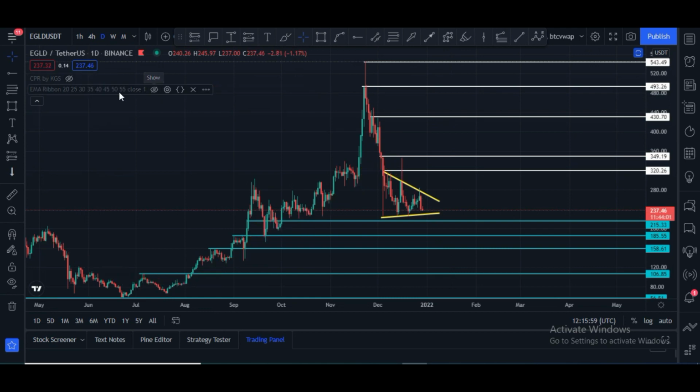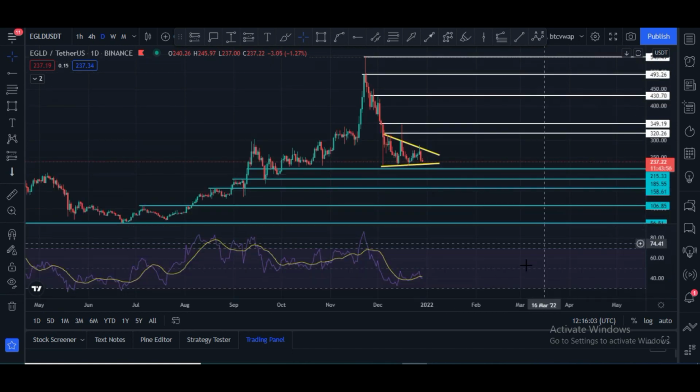Let me hide this and show you the RSI. Currently RSI is at 41. It has to cross 50. After that price will boost and a big rally towards the upside will start. We have to wait. If it breaks the $215 price zone, in that case price can go down. And if it breaks the $320 price zone towards the upside, in that case price is definitely ready for the next upside targets.